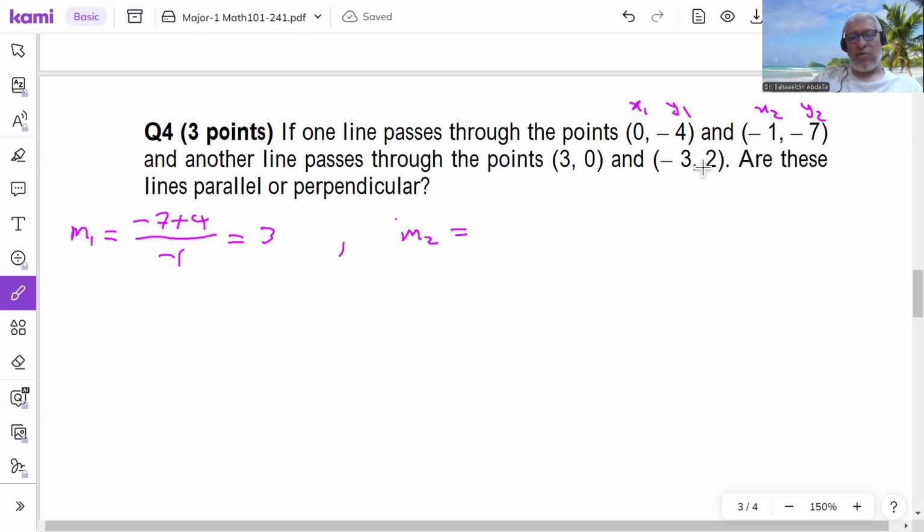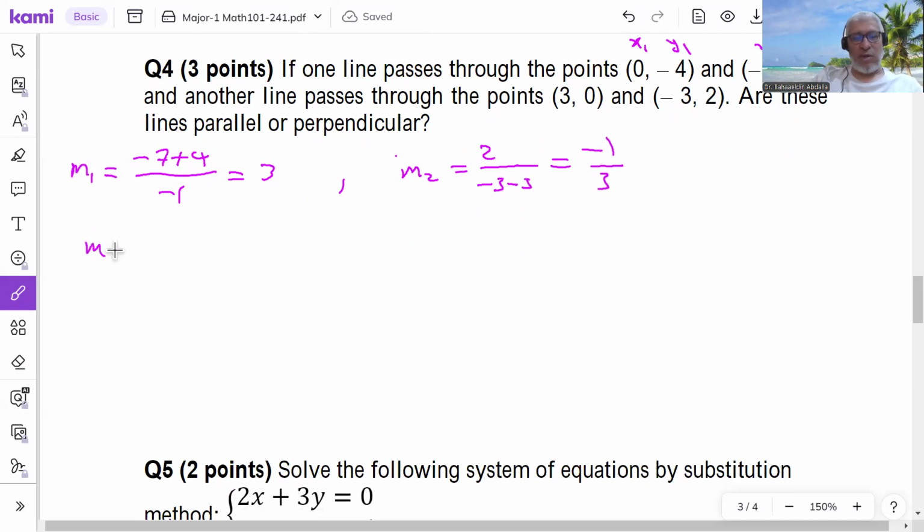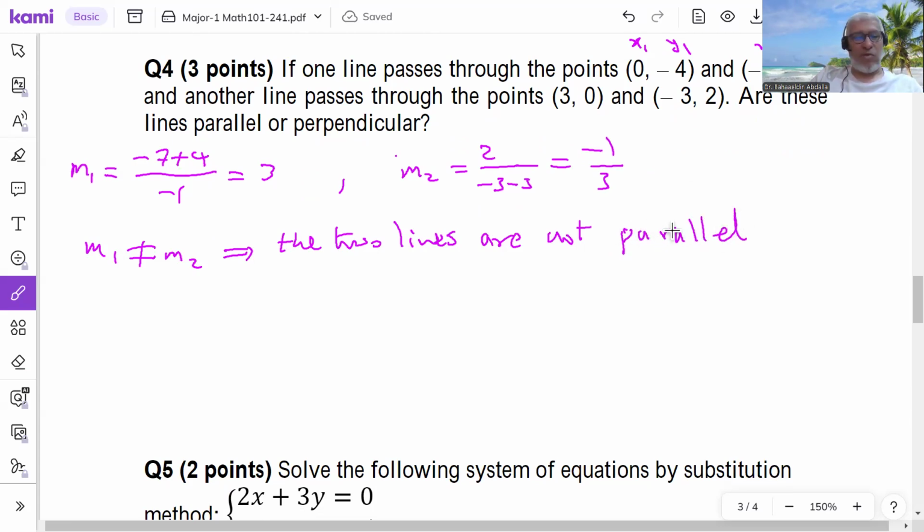The slope of the second line would be 2 minus 0 over negative 3 minus 3. So it's 2 over negative 6, or negative 1 over 3. Now, the two slopes are not equal. M1 is not equal to M2, so the two lines are not parallel. To be parallel, they should have the same slope. But M1 times M2 is 3 times negative 1 over 3, and that's negative 1.